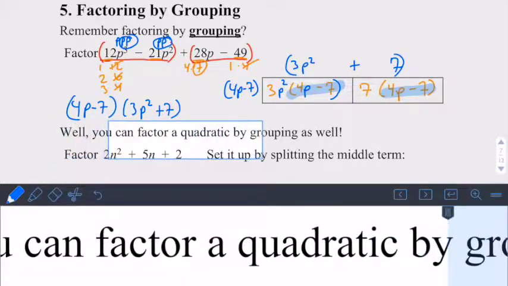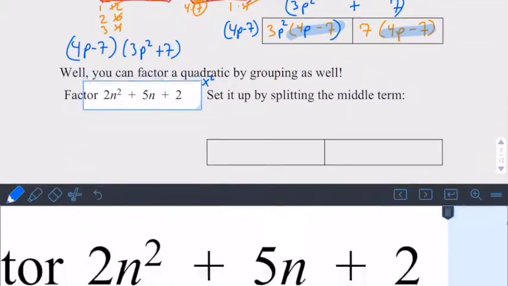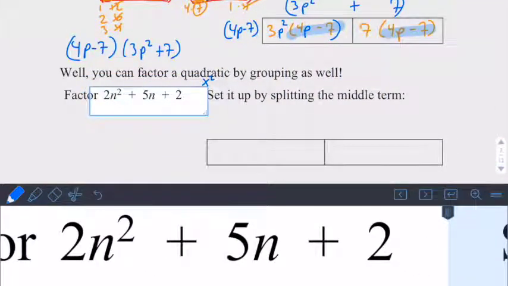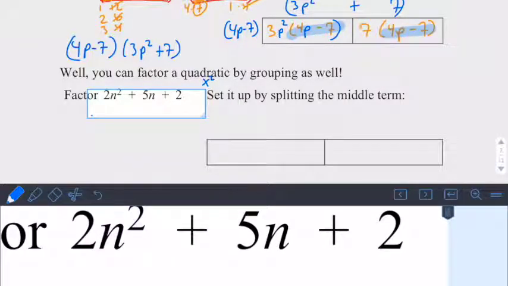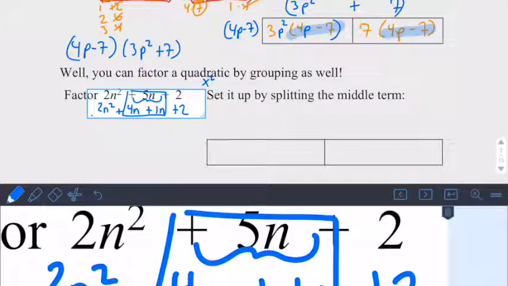Well, you can factor a quadratic, remember, not a cubic. This means x squared is the highest degree by grouping as well. So if we want to factor this by grouping, we need to split the middle term. So what I'm going to do is I'm going to rewrite this 2n squared. I'm going to rewrite this as plus 4n plus 1n, and then plus 2. So this 4n plus 1n is 5n.